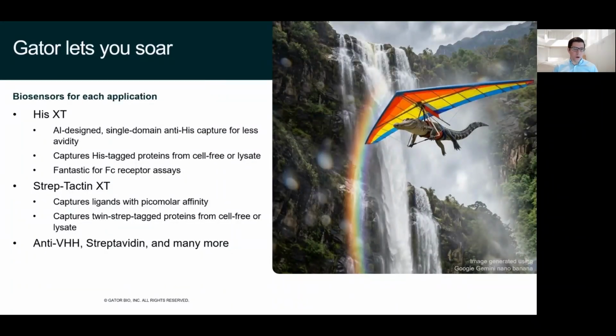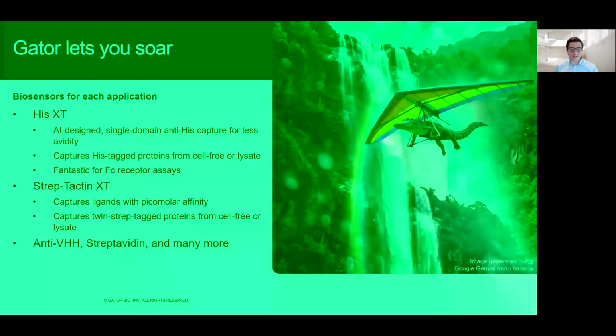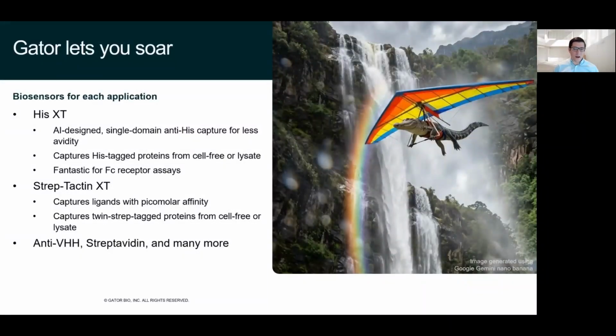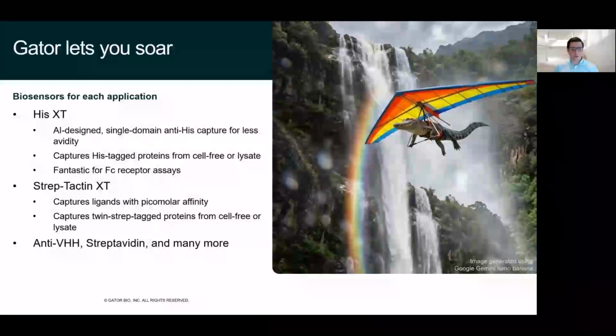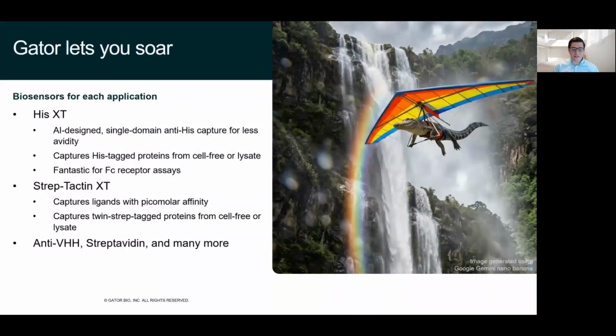Working with Gator, you also have access to a variety of biosensors that are completely unique. Our HIS-XT biosensor is an AI-designed single-domain capture for less avidity and higher sensitivity for capturing his-tagged proteins from cell-free and lysate. It's also fantastic for Fc receptors because it doesn't have an Fc domain.